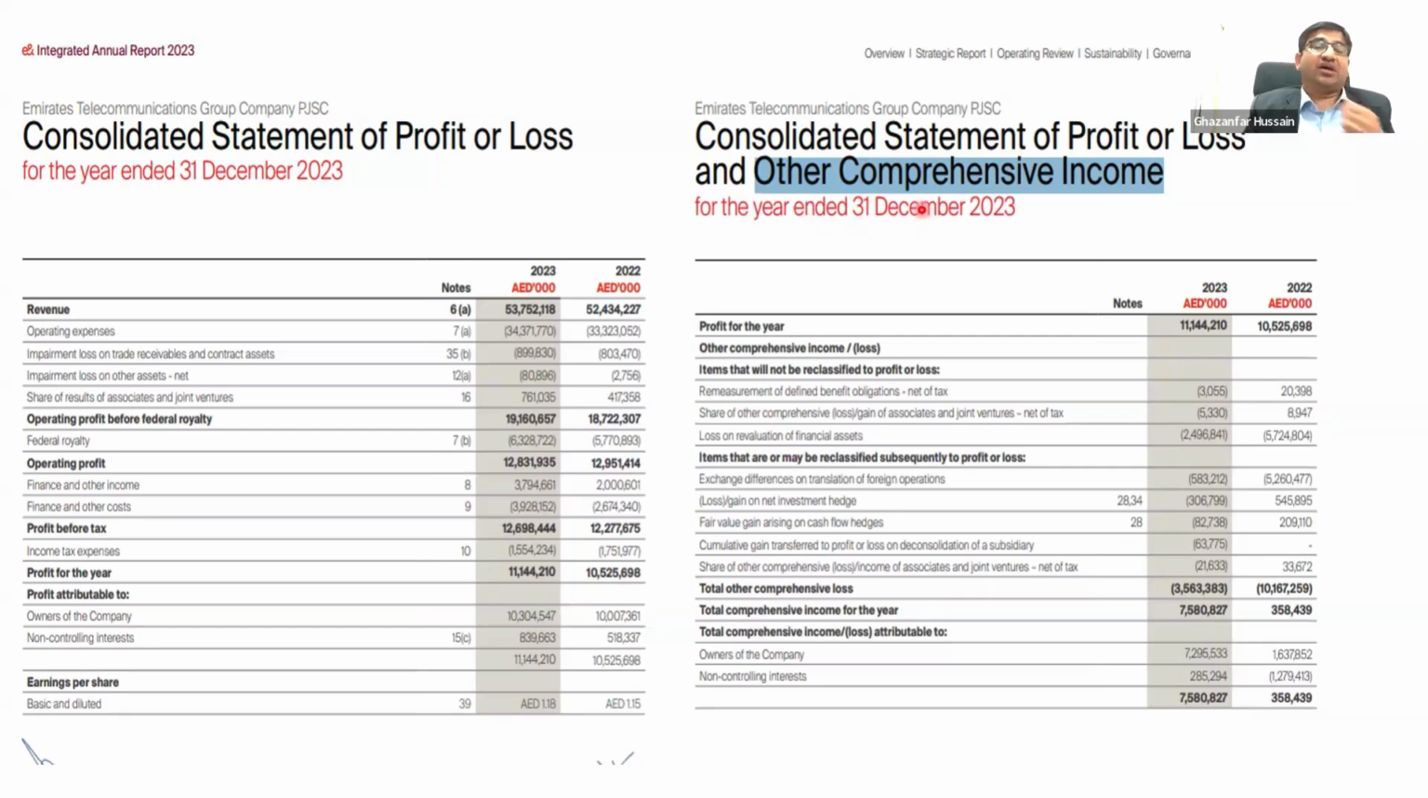So IFRS allows us to make a combined report, the statement of profit and loss and the other comprehensive income. Here we see them separate, and here we see the other comprehensive income. They may not make it separate, but you can make it separate also. So why is this important?